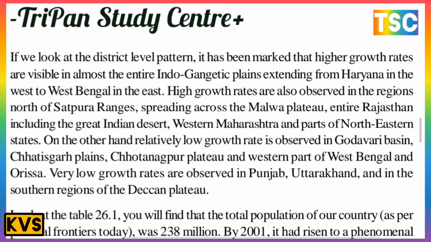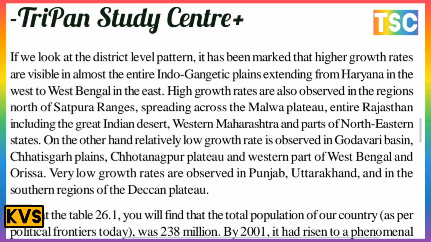If we look at the district level pattern, it has been marked that high growth rates are visible in almost the entire Indo-Gangetic plain, extending from Haryana in the west to Bengal in the east. High growth rates are also observed in the regions north of the Satpura range, spreading across the Malwa plateau and entire Rajasthan, including the Great Indian Desert.